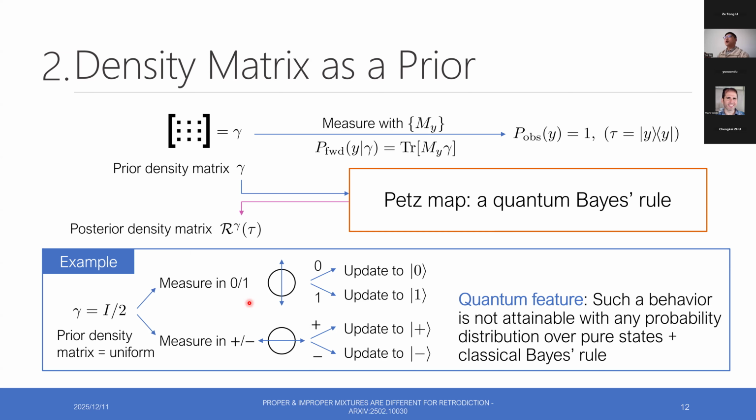This is actually a quite interesting feature. It's a quantum feature, because in classical cases there is only one basis to measure, so there won't be such different bases. If we imagine using the previous case, a distribution over states, we can show that no distribution over states will give you the same update behavior as this with the classical Bayes rule. So this is a quantum feature.